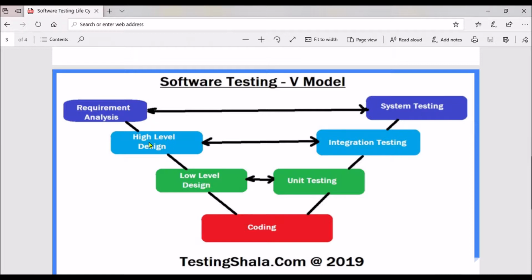Once the requirements are there, by studying those requirements, developers will do the designs at the high level. Once the high level designs are done, low level designs will be done. Once the low level design is done, coding is going to happen in the coding phase. Once the coding phase is done, unit tests will be written just to ensure that whatever coding has been implemented doesn't have any issues.